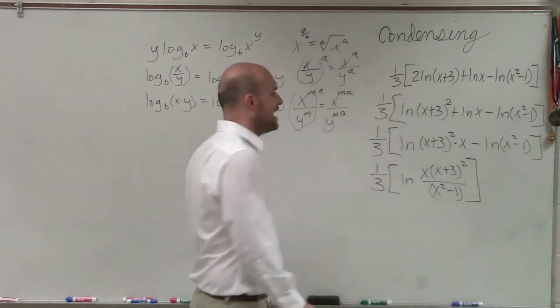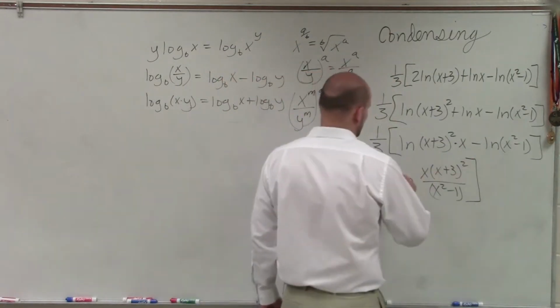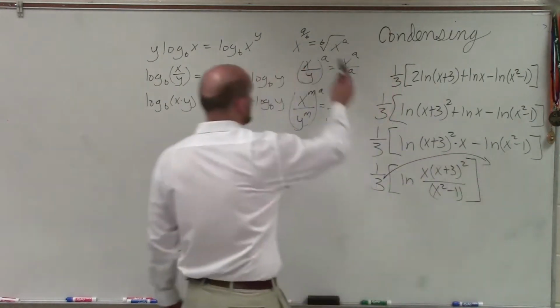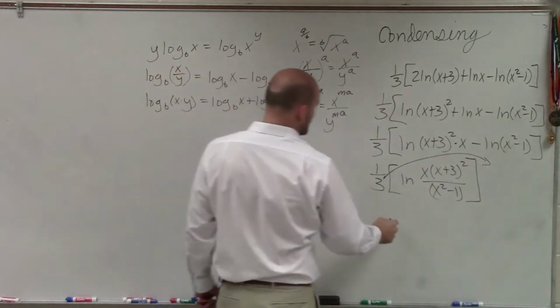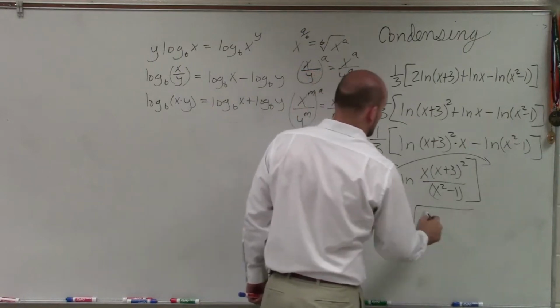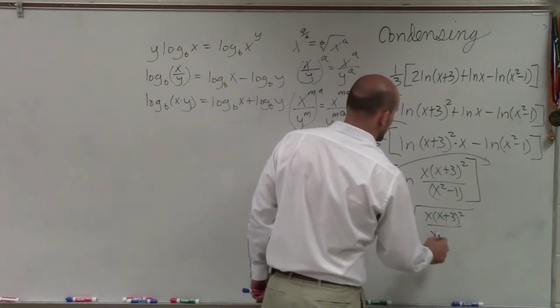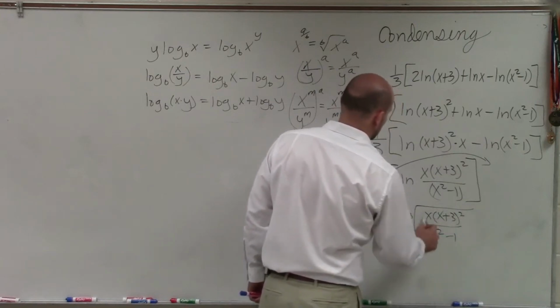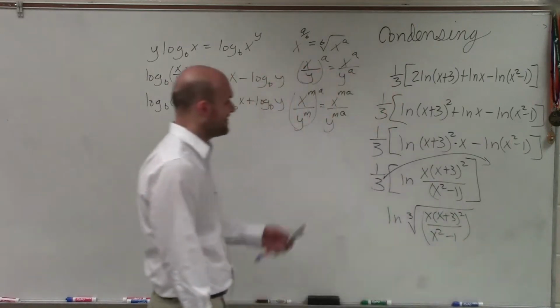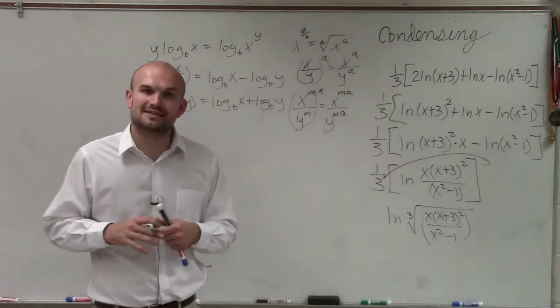All right. So now I go ahead and take a look, and I have my 1/3. Now remember, now I can rewrite this up top. But remember, 1/3 as a rational exponent is the same thing as the third root. So therefore, my final answer is ln of the cube root of x times x plus 3 squared divided by x squared minus 1. So there you go, ladies and gentlemen. That is how you condense a logarithmic expression into one single logarithm.